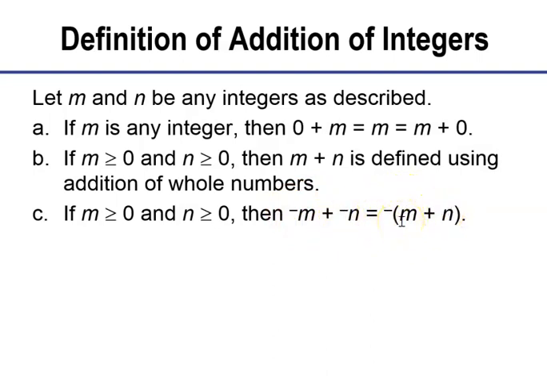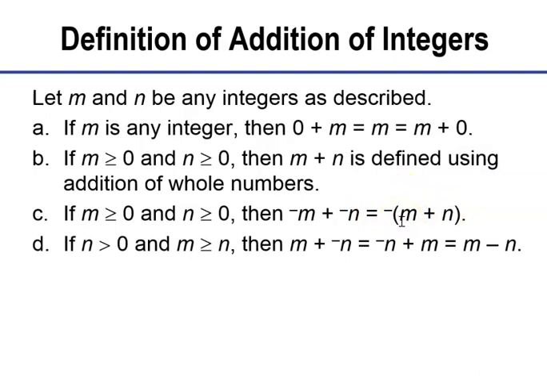If n is greater than 0 and m is bigger than or equal to n, so m is the bigger number here, then m plus a negative n is the same as, notice this is the commutative property, negative n plus m. And this means we could subtract. Remember, m is a bigger number, so that's essentially the answer, m minus n.